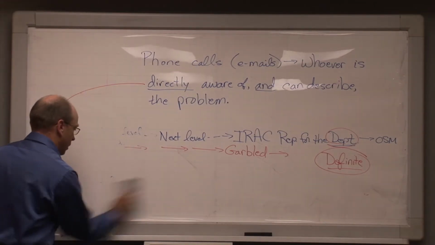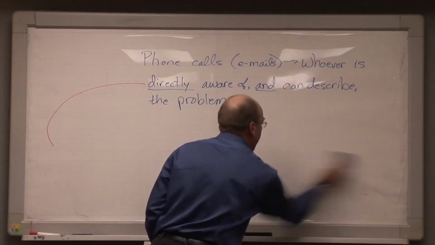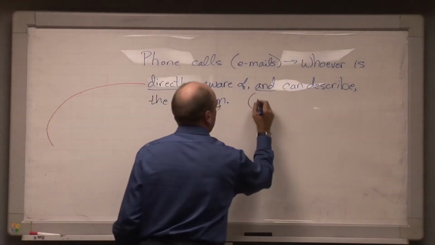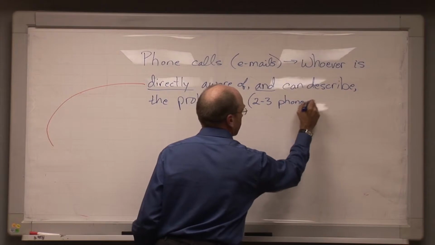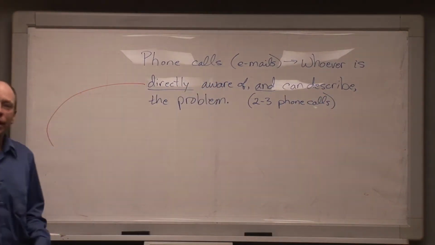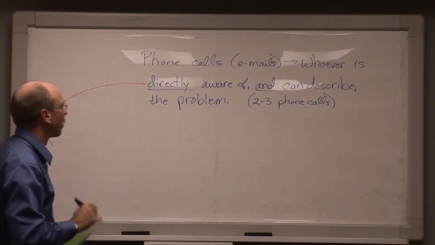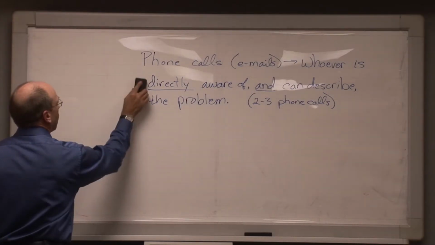So, my observation has been that if you make about 2 to 3 phone calls or emails, you should be able to get down to that working level. If you haven't gotten to the working level in 3 calls, something's gone wrong. You're off track somewhere. So, once you do get down to that working level, what do you need to do?